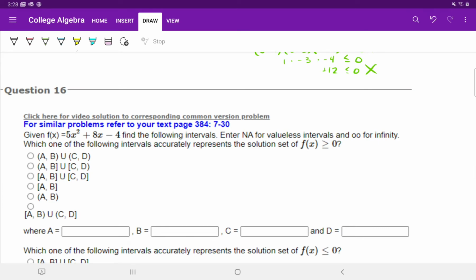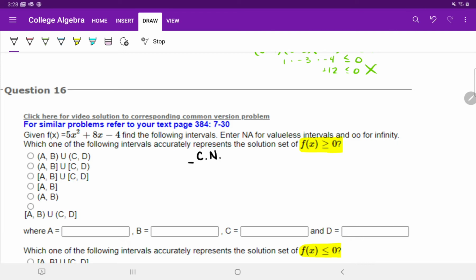Okay, so on this question, I want to point something out. First, we're going to be looking for where our function is greater than or equal to 0, and then we're going to be looking at where it's less than or equal to 0. So I'm going to be answering both questions at the same time. First, we're going to start by finding our critical points, or our critical numbers.